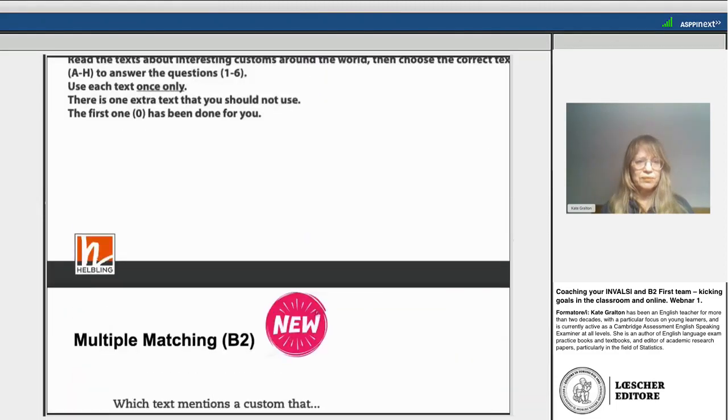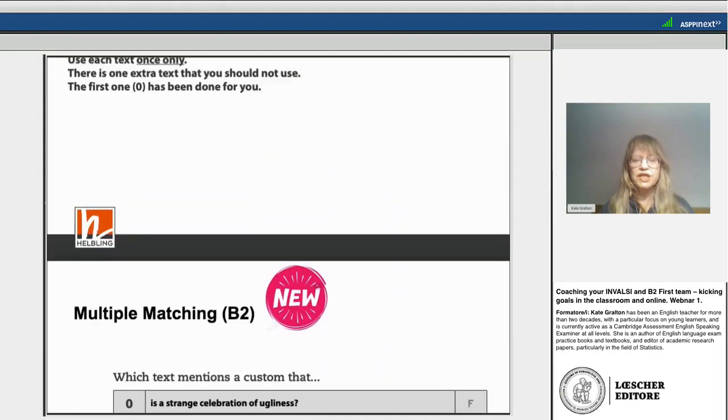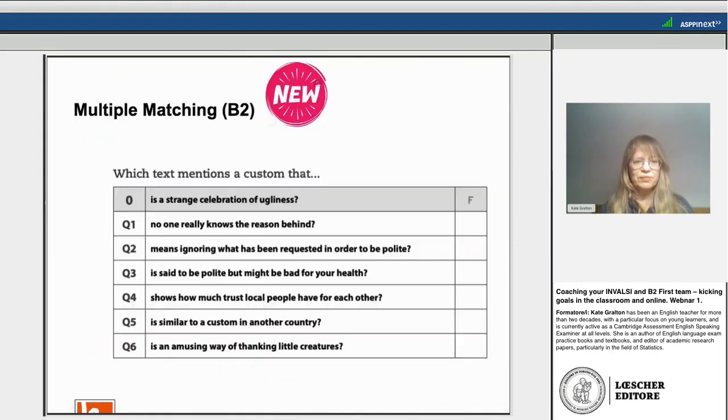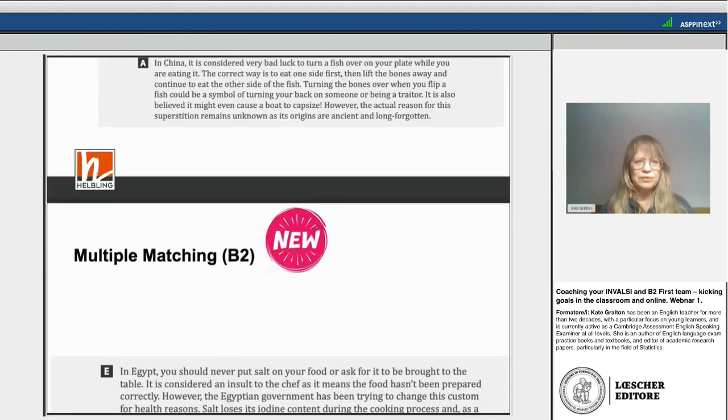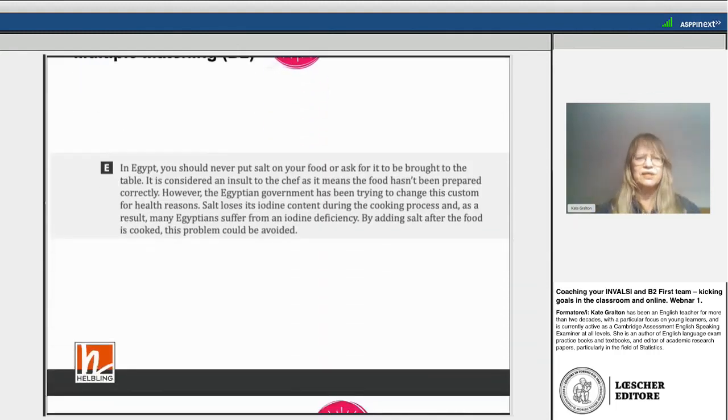So which text means a custom that? So what we could do for this one is, which text, can anyone think of a question that could go with this text? For example, which text talks about adding salt to food? Or which text talks about a custom in Egypt? Or which text talks about a government policy? All of these could be questions.